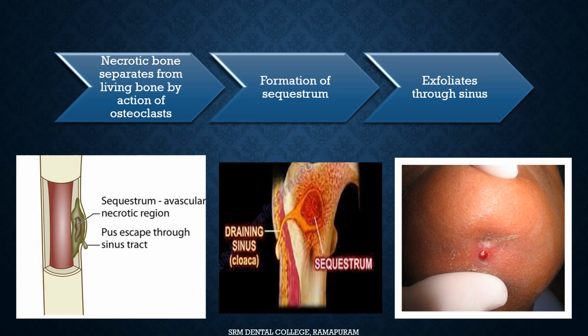By the action of the osteoclasts, the necrotic bone begins to separate from the surrounding living bone, and this results in the formation of something called a sequestrum. The sequestrum is nothing but necrotic bone that separates from the surrounding living bone by the action of osteoclasts, and this sequestrum slowly begins to exfoliate by the formation of a sinus.